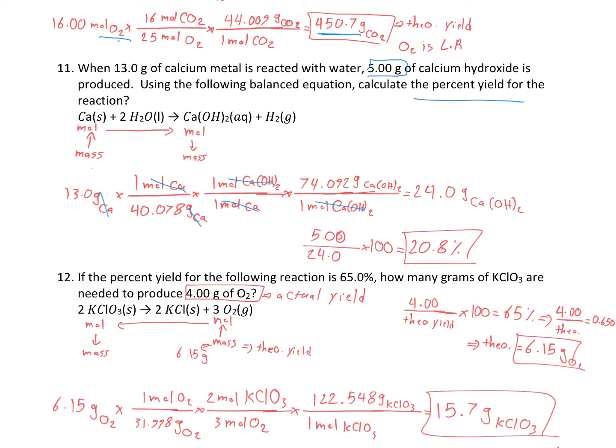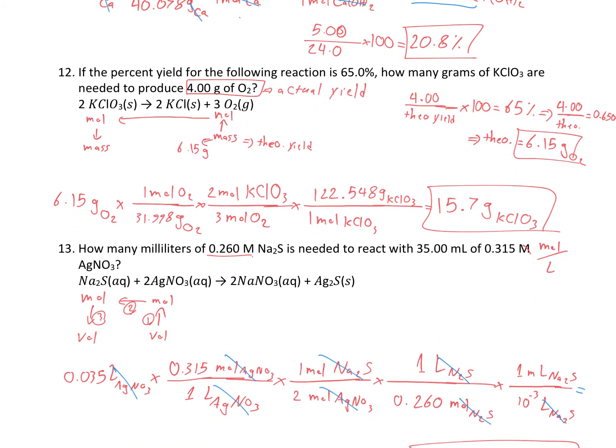So you start with the mass of the reactant, go to the mole, then use the mole bridge, go to the mole of calcium hydroxide, and then go to the mass of calcium hydroxide, and that's your theoretical yield. So that's what we did here. Step 1, going to the mole. Step 2, using stoichiometry, 1 mole to 1 mole, and using the molar mass of calcium hydroxide to find the grams of calcium hydroxide, and you get 24.0 grams of calcium hydroxide, and that's your theoretical yield. So your actual is that 5, so 5 divided by 24 times 100 is 20.8%.